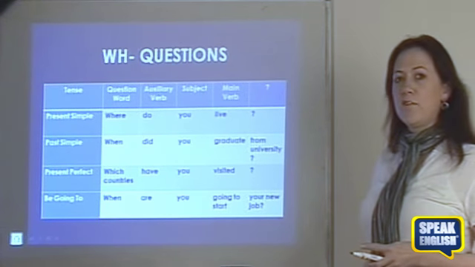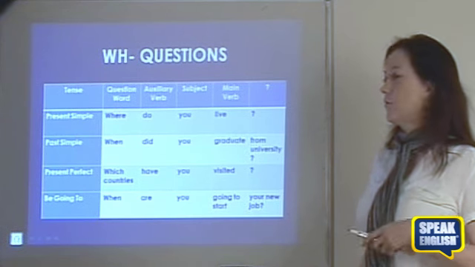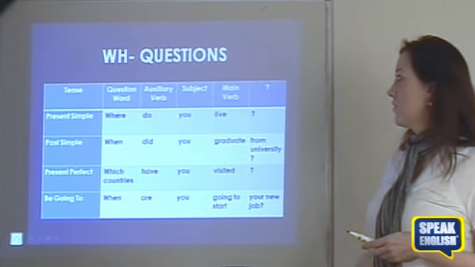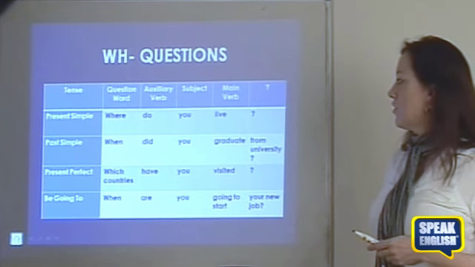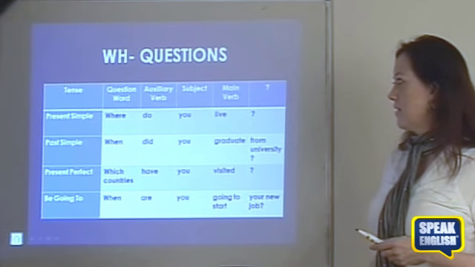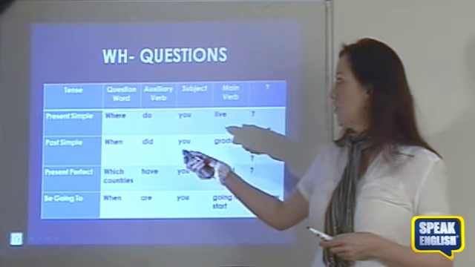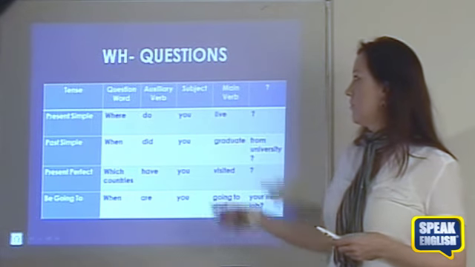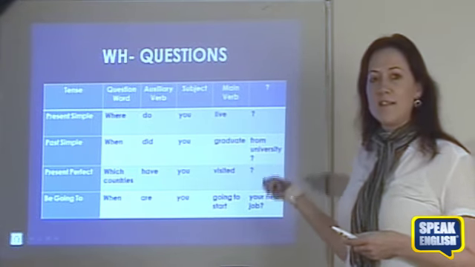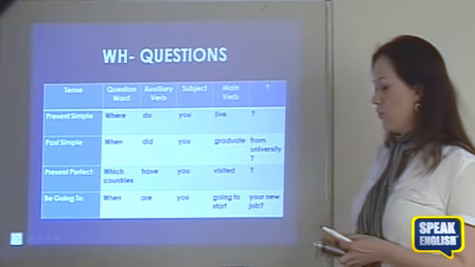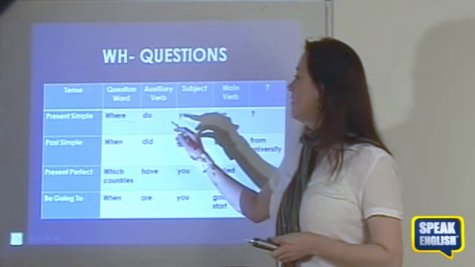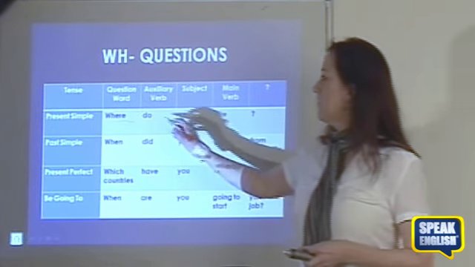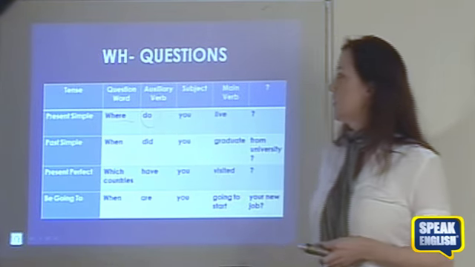Now, other verbs follow the same pattern for most tenses. We're looking at questions with question words. So we've got a lot of different tenses to look at. They all start with a question word, then the auxiliary verb, then the subject, then the main verb. So present simple, question word here is where. Do you live? The auxiliary verb for present simple is do.